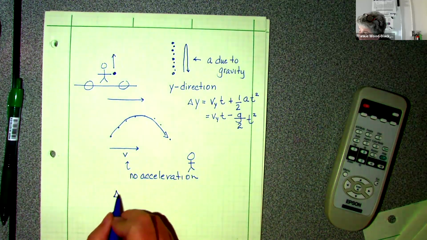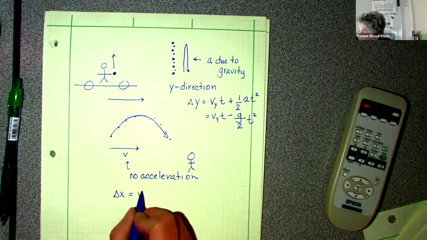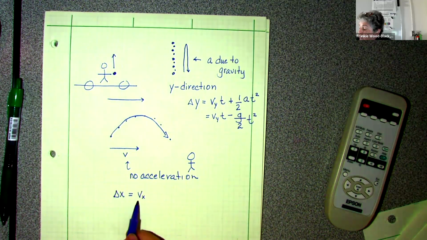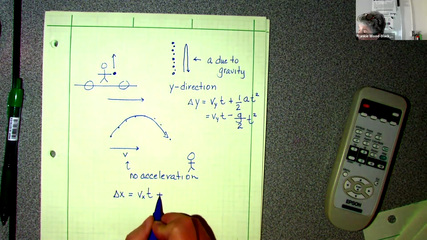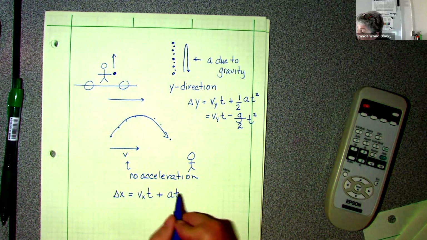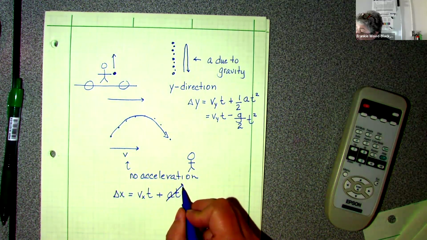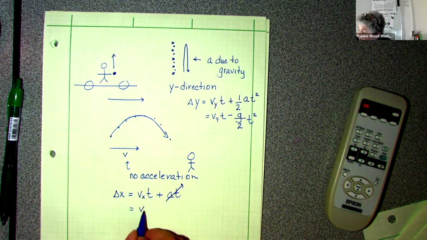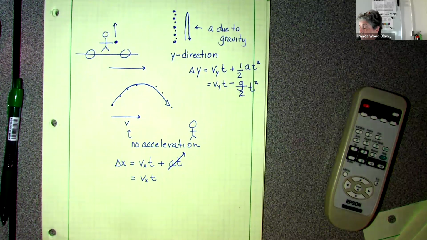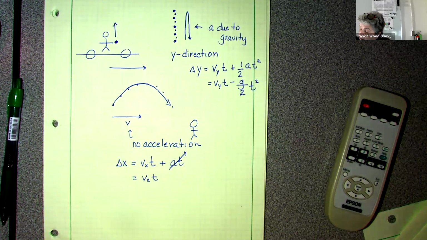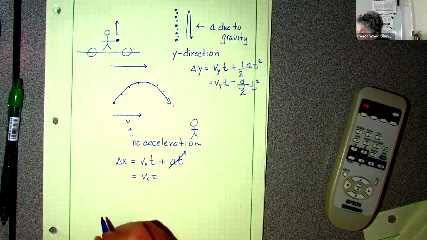My change in x is my initial velocity in the x direction plus my acceleration times time. But in this case, we have no acceleration. So I'm just going to have an initial velocity in the x direction. But as we look at this curve here, what does my initial velocity look like?